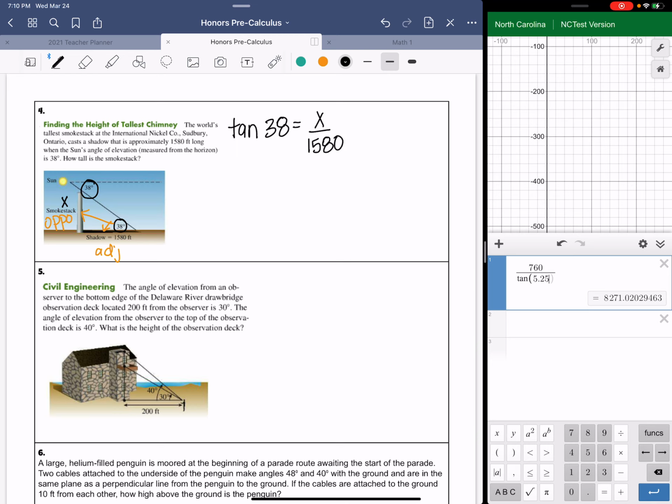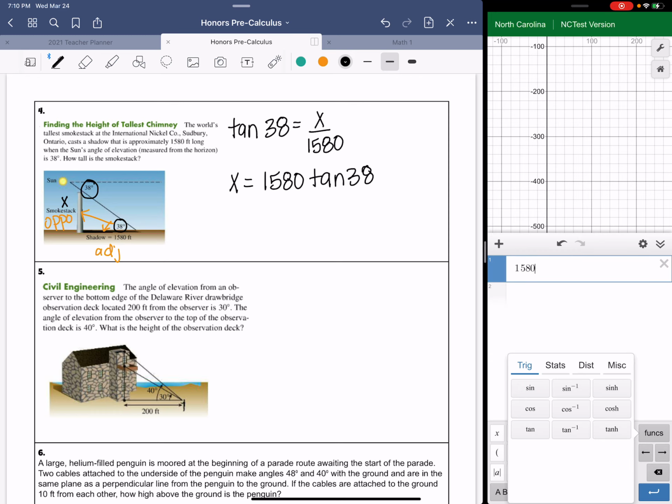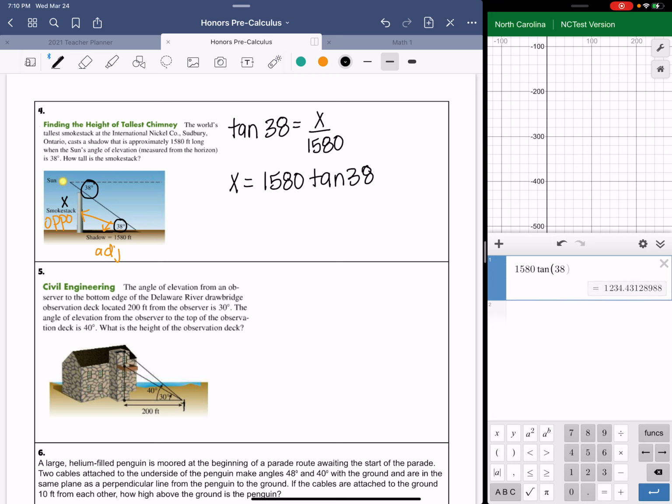1,580. Cross multiply. So x equals 1,580 times the tangent of 38. Plug that right on in. And I got that the smokestack is going to be approximately 1,234.4 feet.